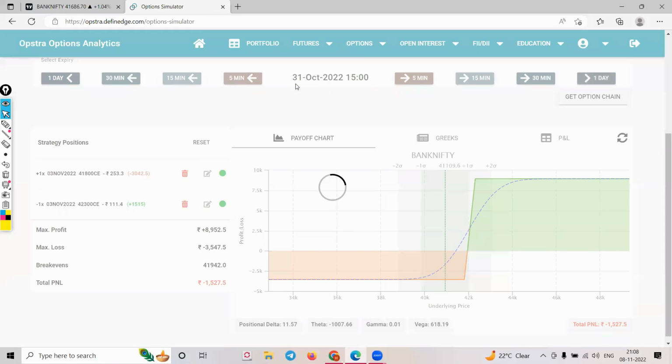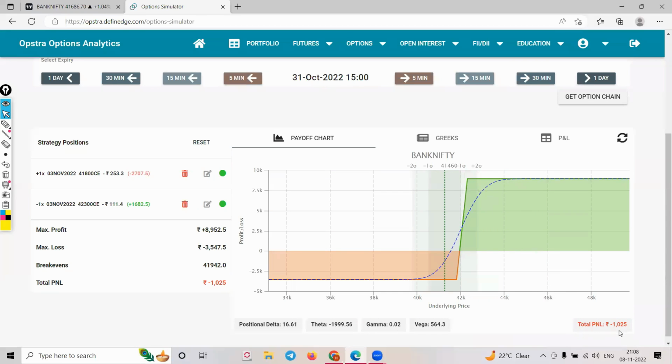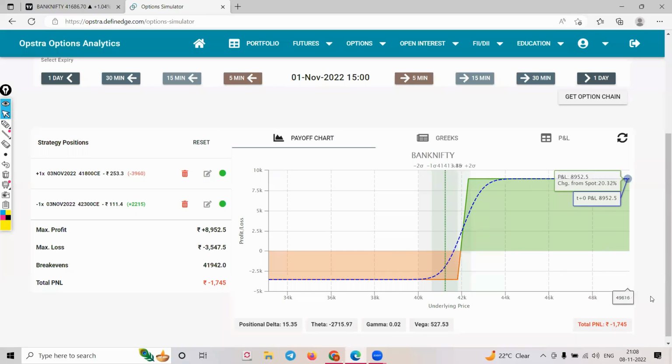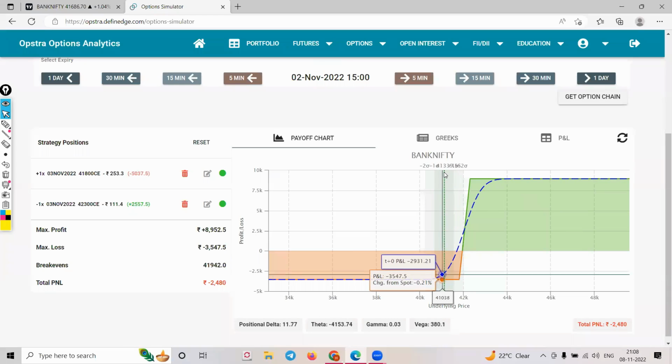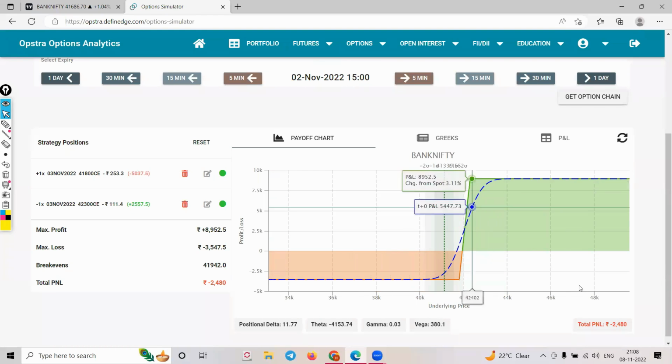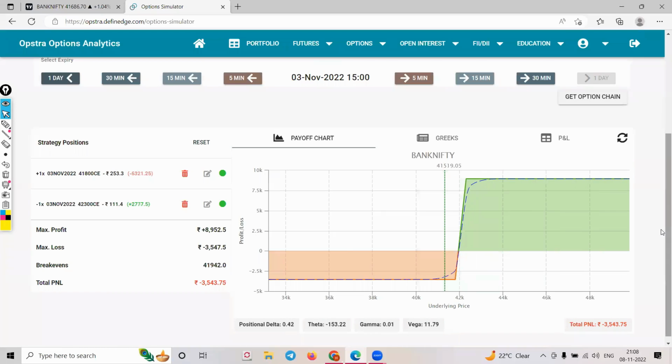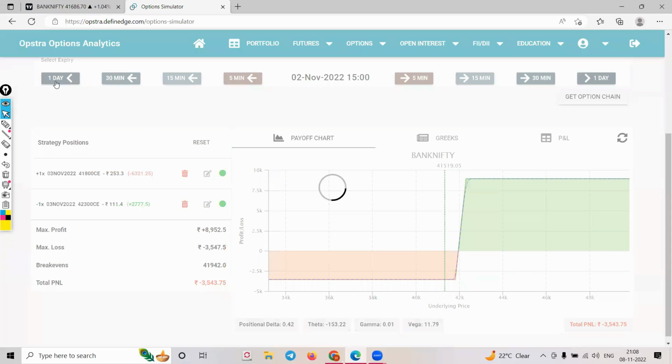Let me take you to Monday, 31st October. The loss is almost like 1,000 plus. Day 3, we are on Tuesday. Expiry is on 3rd, so we are on the, almost like, even this shows the loss. Check the market also. The market stays as it is, right? It was sideways. It almost shows like 2,000 plus loss, and on the expiry date we are at the maximum loss. Okay, so now what I'll do, again I'll take you to day 1.